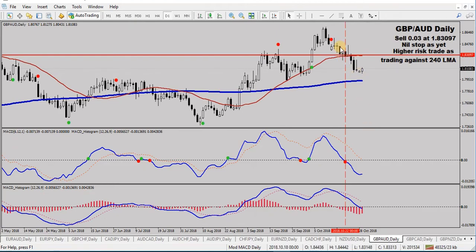Pound Oz in a sell back here. It's a high risk trade. It stalled a little bit today. I may look at reducing the risk on that tomorrow morning. We'll see how we go. But looking alright at the moment.